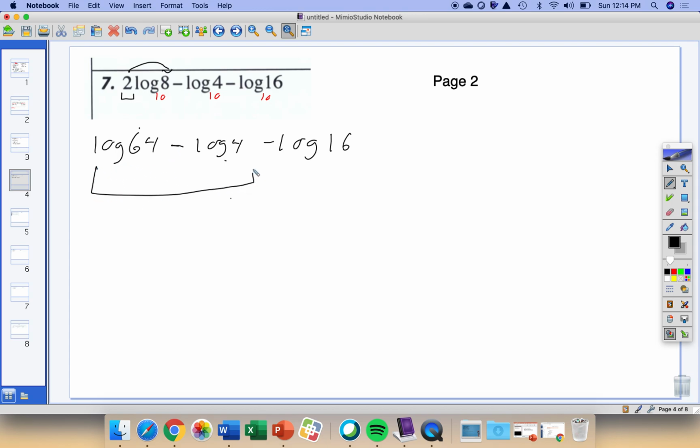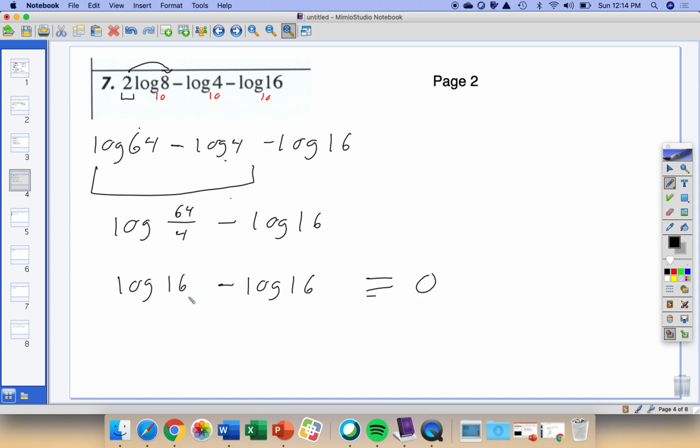I'm just looking at these 2. Since I'm subtracting them, it is log of 64 over 4 minus log of 16. Now 64 over 4 becomes just 16, right? 64 divided by 4 is 16. So it becomes the log of 16 minus the log of 16. Now, when I'm subtracting these 2, we obviously get 0.